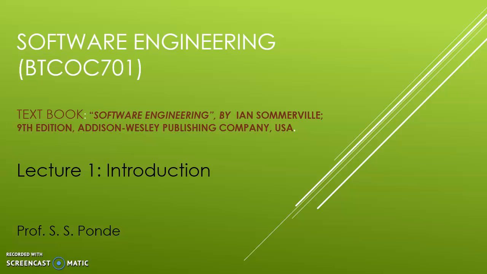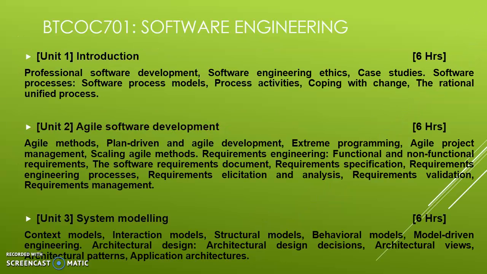So let us start with the discussion. This is the syllabus for software engineering. The software engineering syllabus is divided into 6 chapters. We will see what the contents of these different units are, one by one.